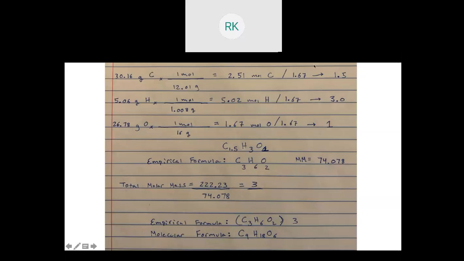Okay? Any other questions? For the total molar mass, was it always going to equal the whole number? Sorry, can you repeat that? For the total molar mass, when we took the mass of the original compound divided by the empirical formula, is it always going to equal a nice whole number, or can it sometimes be a weird number?